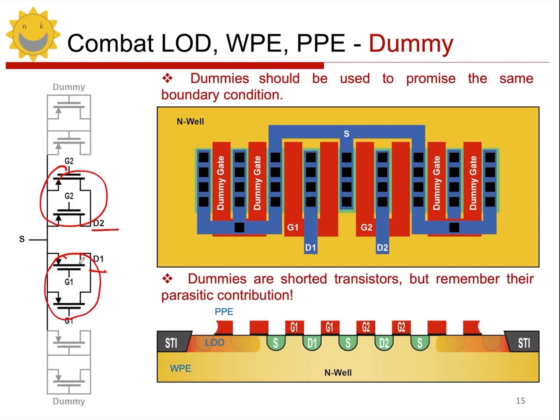How do we do that? We need to consider adding dummies, right? That means we should add dummy transistors near these two transistors. We also add dummy transistors on this side. So how do we do this on the layout? Let's take a look at how it's done.